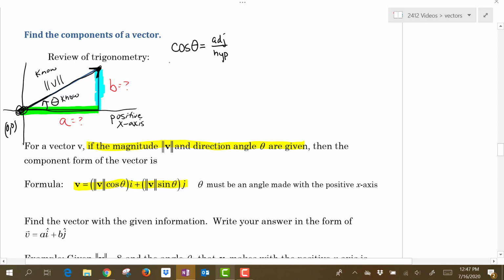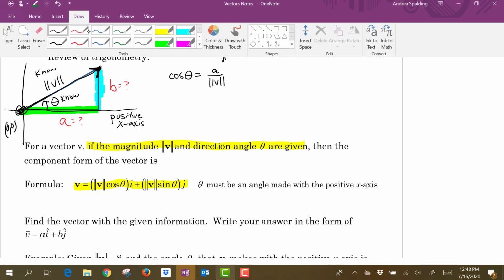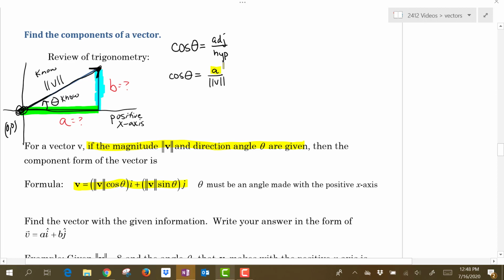Alright, so if that's true, then cosine of that angle would be A, that's the adjacent side, divided by the hypotenuse. Now, when we talk about this, we're talking about the lengths of the sides of that triangle. So that would be dividing by the length of the vector, so the magnitude of that vector v. Now remember that my goal is to try to solve for the value of A. That's what I'm looking for. So in order to get to that, I'm going to multiply both sides by the magnitude of the vector. Okay, so those cancel out here, and I'd be left with A is equal to the magnitude of the vector times cosine of that direction angle.